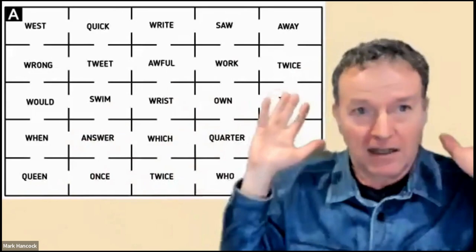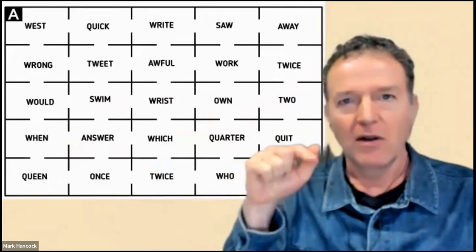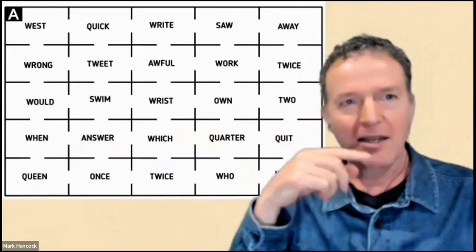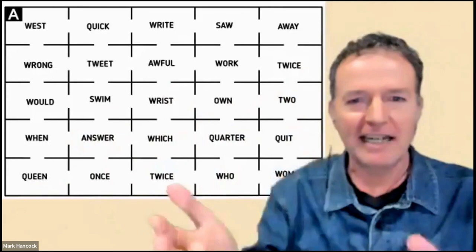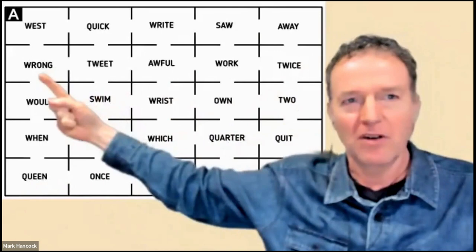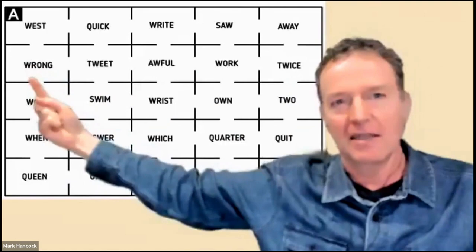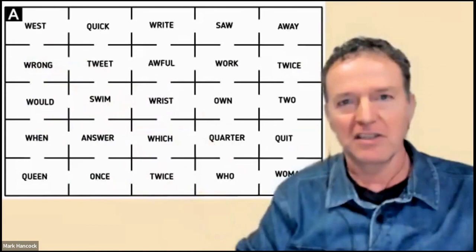Having done that, you next need to fill in the rest of them with words that don't have that sound. And ideally, put distractors which look like they might have it, but they don't. For example, wrong. It looks like it has a W because of the W in it, but no, it doesn't have a W. So in order to do this activity, the students are going to have to be discerning. They need to focus on pronunciation, not spelling.